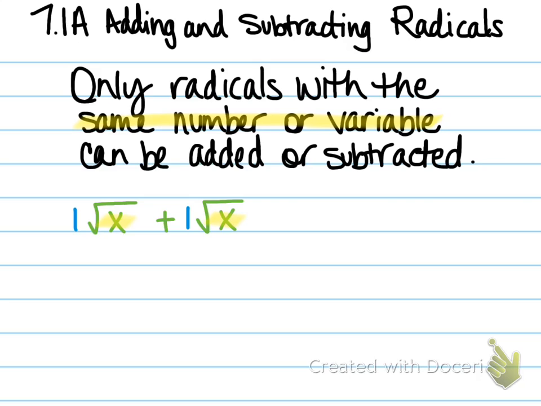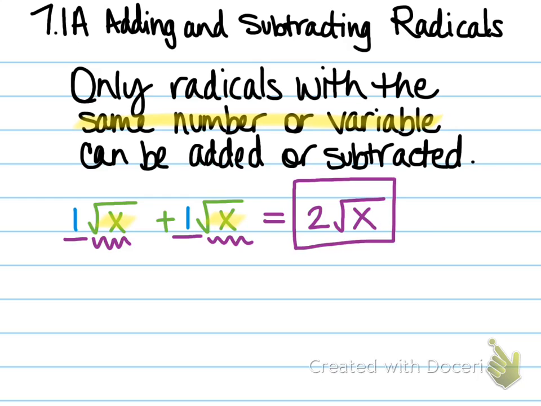So this is like a 1 square root of x plus another 1 square root of x. So together, 1 plus 1 is 2 square roots of x. So as long as the root number, it's both a square root, both a cube root, etc., and whatever is underneath the radical are the same, then you can just add or subtract the number in front.